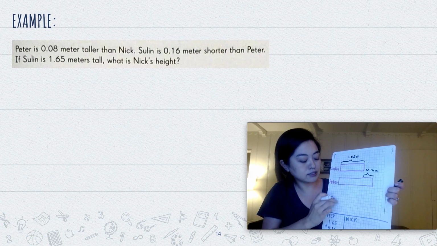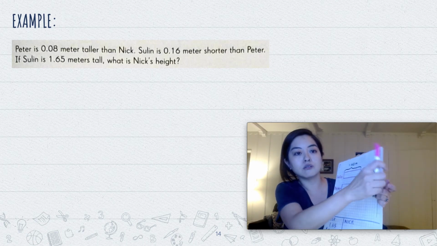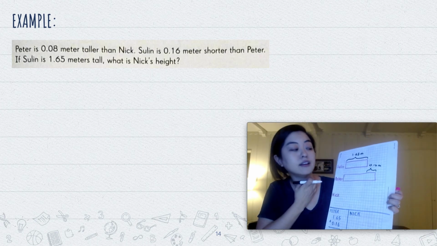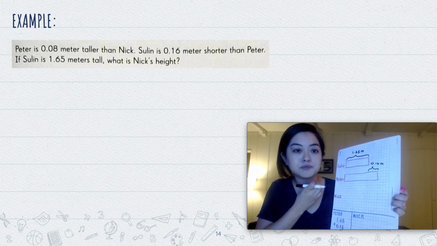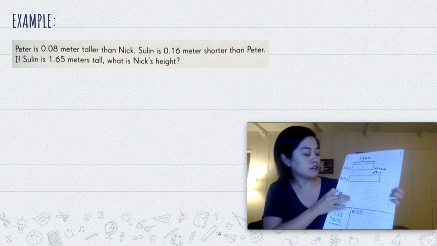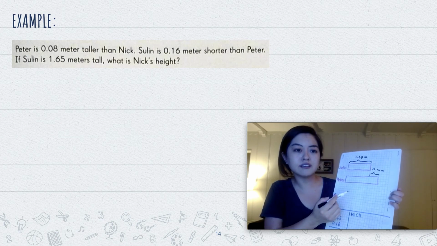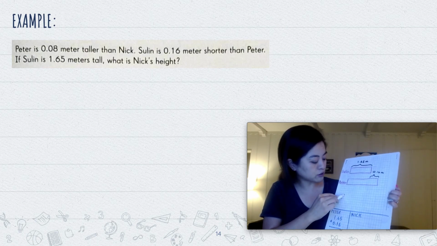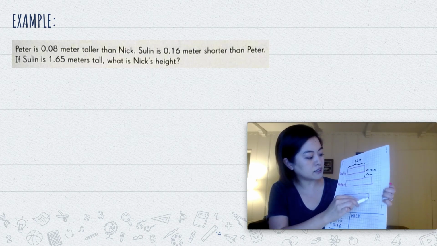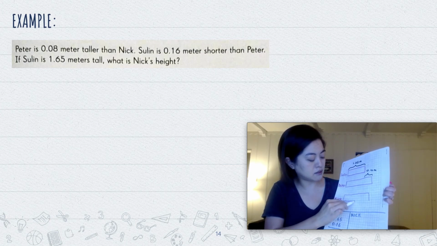And then now let's look at Nick, okay? So Peter is 0.08 meters taller than Nick, okay? So who is taller, Peter or Nick? It looks like Peter is taller. Okay, he's 0.08 meters taller than Nick. So Nick is shorter, so his bar model should be shorter because he's shorter than Peter. Okay, so maybe I'll just draw it like here, like this.